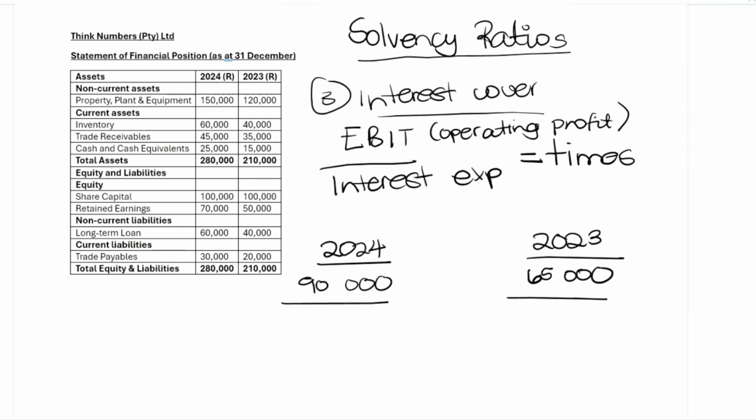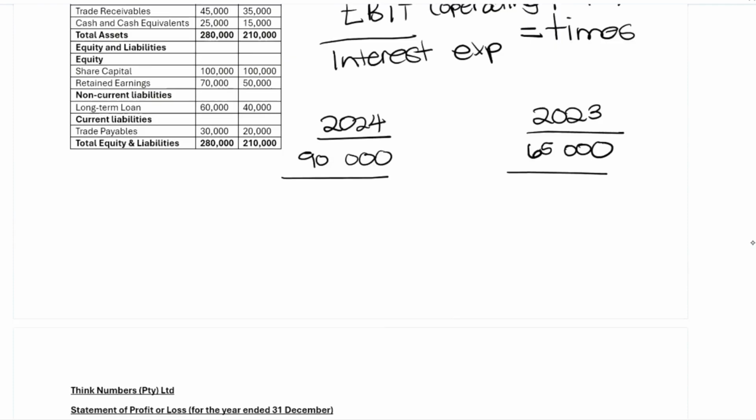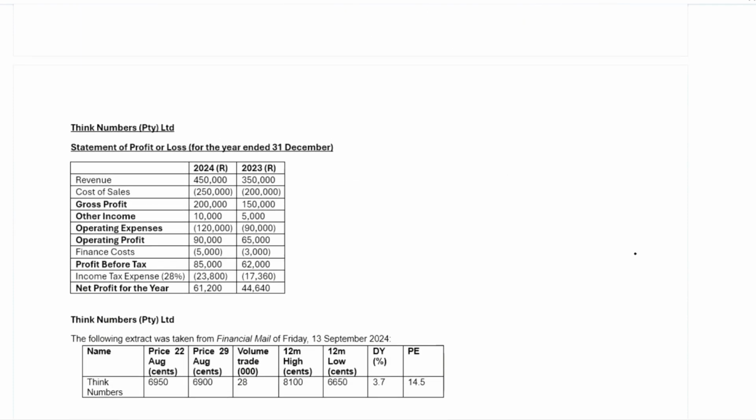Once again, where do we find expenses? We find them in the statement of profit or loss. So when we scroll down, we'll see that in 2024 we had our interest expense, or our finance costs, at 5,000. And in 2023, it was 3,000.